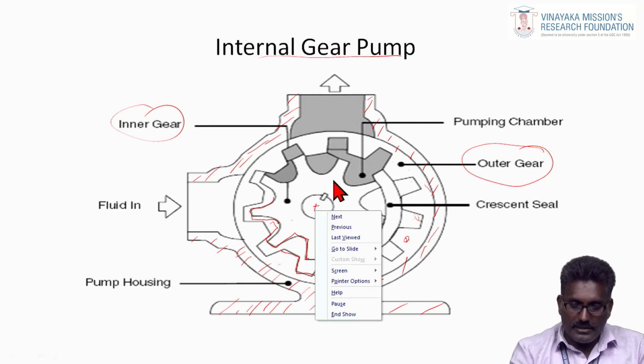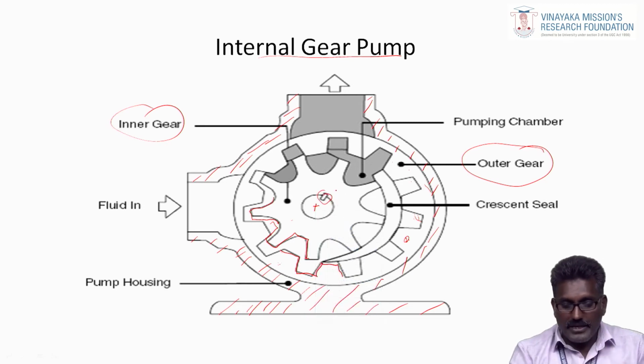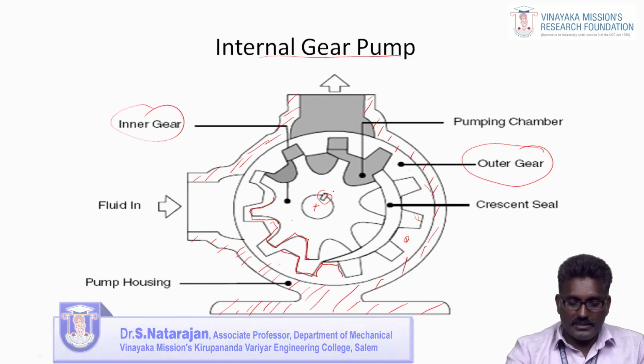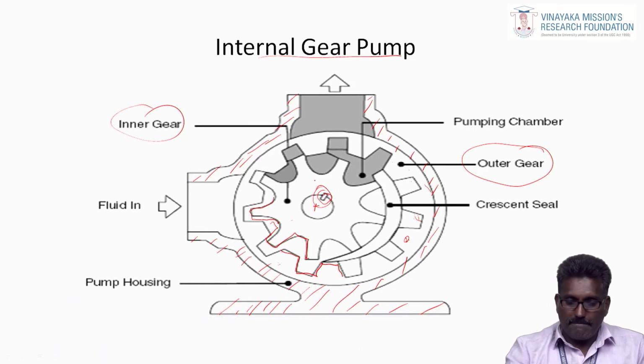This gear has a key. It is connected with a prime mover, an engine or electric motor. This gear is the driver gear. Okay. When this gear rotates, the internal gear meshed with this gear is automatically rotated by this external gear. Okay.